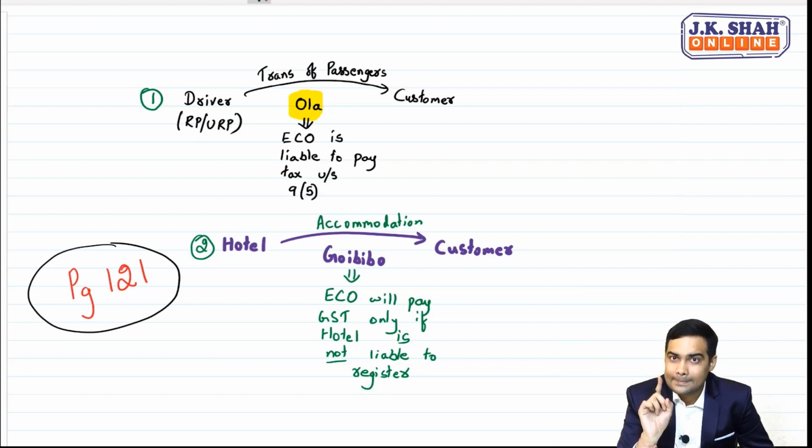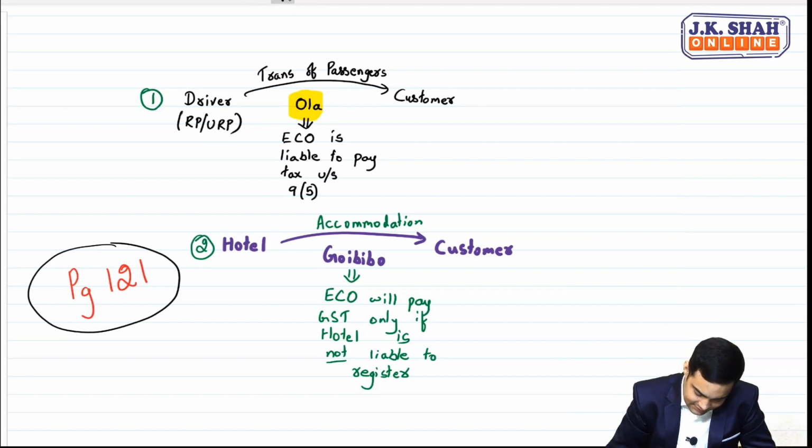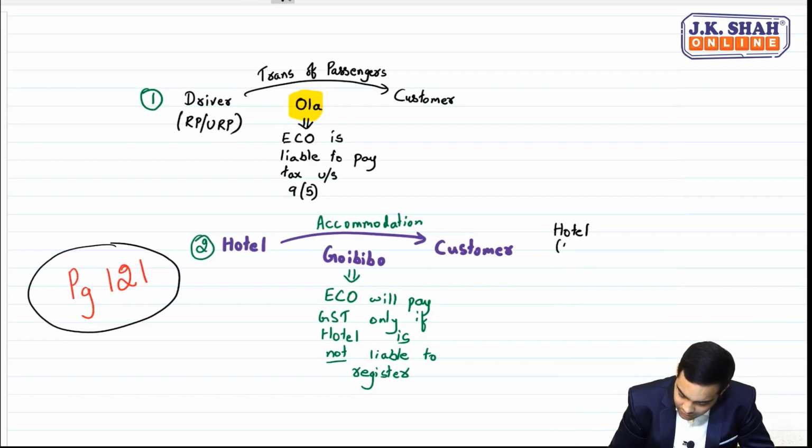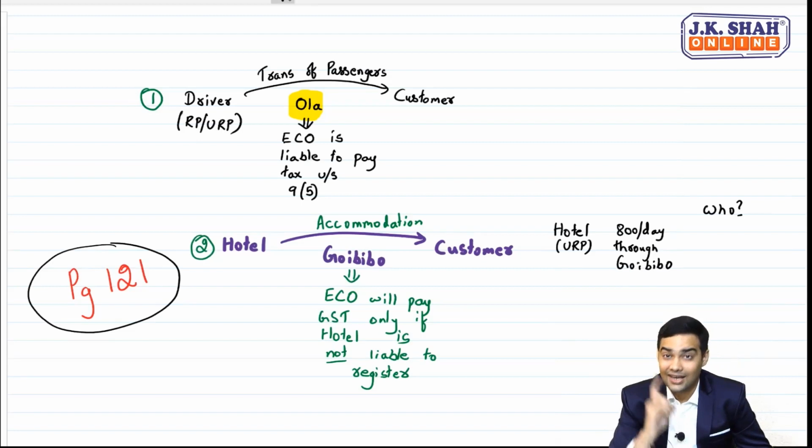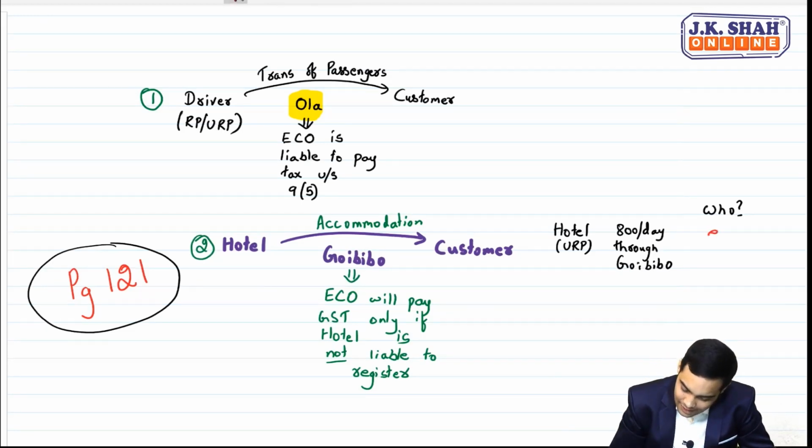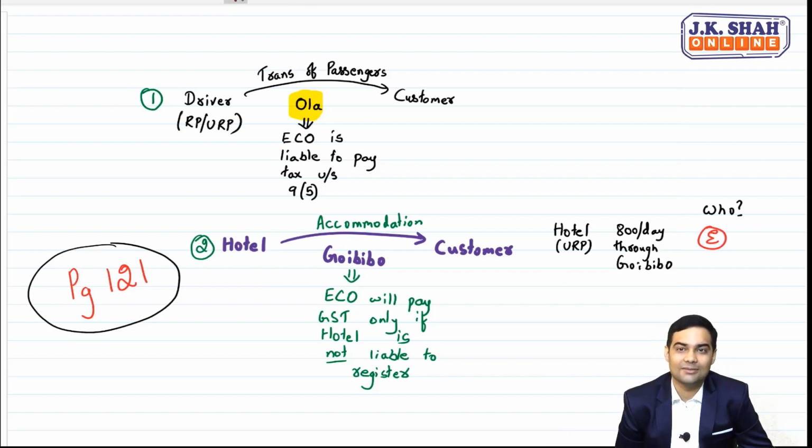Yes. That means if I take a small example, an unregistered hotel charging 800 per day through GoIBIBO, can you tell me who will pay the tax? Let me remind you that up to 1000 per day, it enjoys an exemption. There is no GST applicable. Don't forget the exemptions. The exemption is available. GST would not be applicable in such cases.